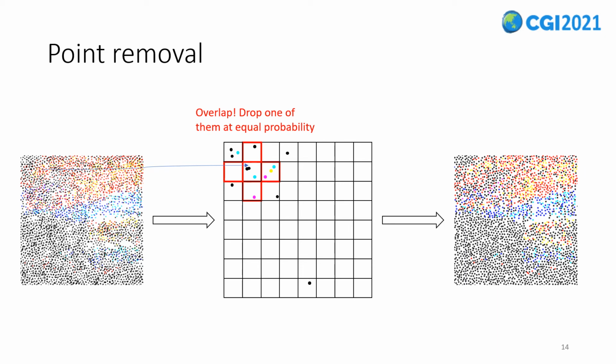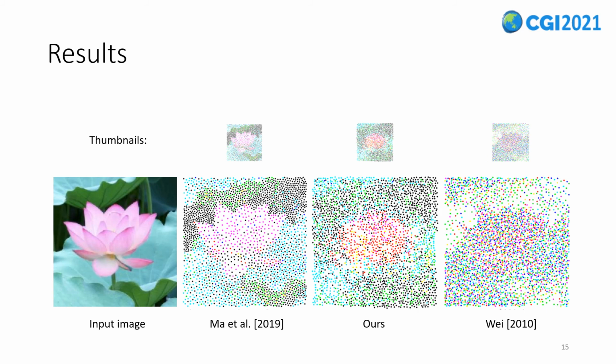Then we will show some of our results. First, we compare our results with two state-of-the-art traditional stippling methods. Overall, our result has correct color, and the distribution of points in our result is relatively even, although it cannot reach the blue noise distribution. Wei's method can't produce a good result at this number of points, and it will take quite a long time if we increase the point number to get better quality.